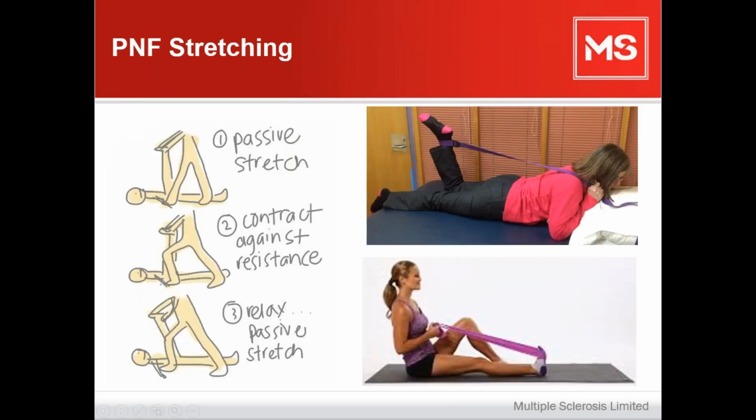So these are examples of PNF stretching. The one on the left here you'll quite commonly see out on the sporting field, and this person is trying to stretch the hamstring. The person on the ground has the trainer pushing their leg back towards their face, and the person has to contract against the resistance. They try to push their leg back down against the trainer, and they'll hold that contraction for say 5 to 10 seconds, and then they'll relax and stretch a little bit more. The idea is to keep doing that say 5 times in a row to get that increased stretch in the hamstring.